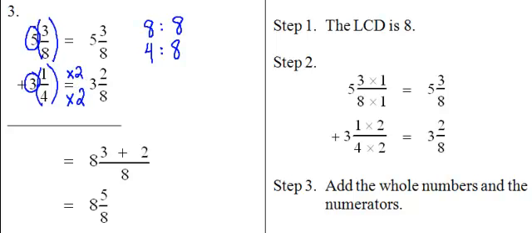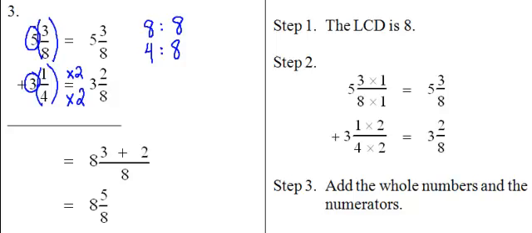So 3 2/8 is what we call an equivalent form of 3 1/4. Equivalent meaning that it has the same numerical value. If you were to put that into your calculator, you will get the same decimal value for both 3 1/4 and 3 2/8, but they're just written differently. So that's why they're called equivalent fractions.